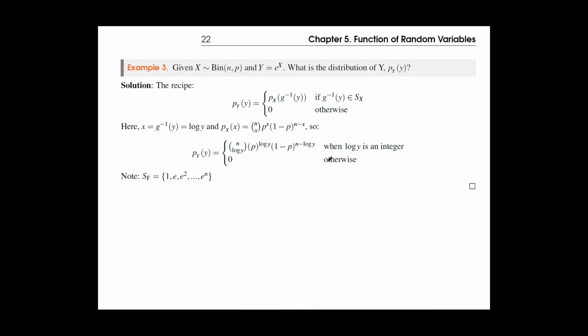Okay, let's do a quick example for the discrete case. In this case, we have x being binomial, and we're interested in the function y equals e to the x. That's the recipe right here. It says simply use the PMF of x evaluated at the inverse function of y. Now, you need to make sure that the inverse function falls in a sample point of x, because it might not.